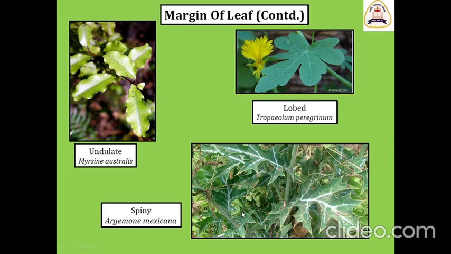Spiny, as in the case of Argemone mexicana, the leaf lamina is divided into deep grooves and it is very spiny. All over the surface, abaxial as well as adaxial, and on the lateral margins, they are modified into sharp pointed structures. This is called spiny.